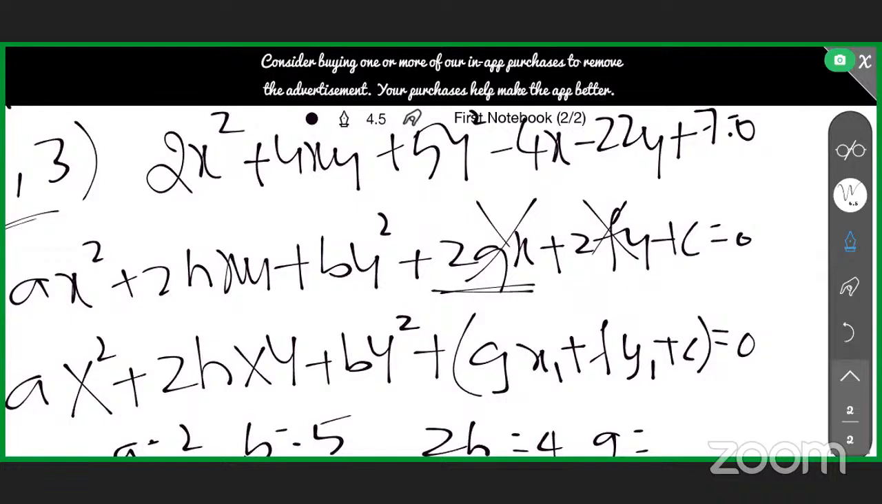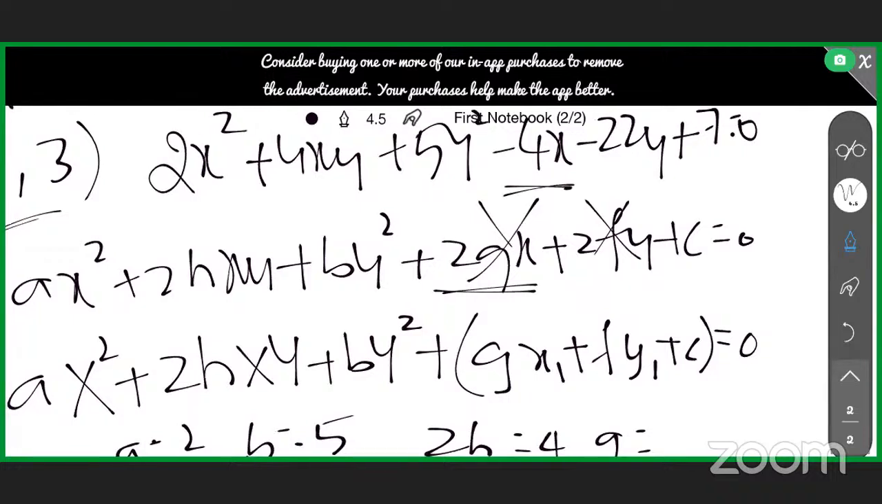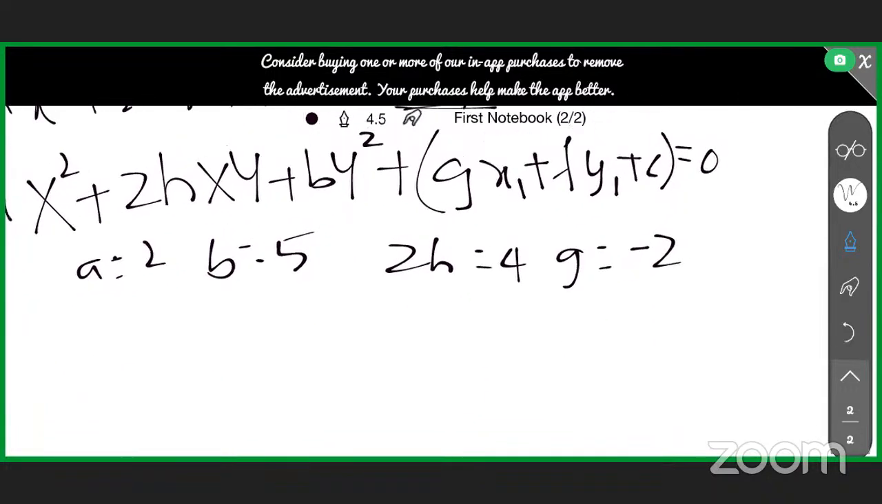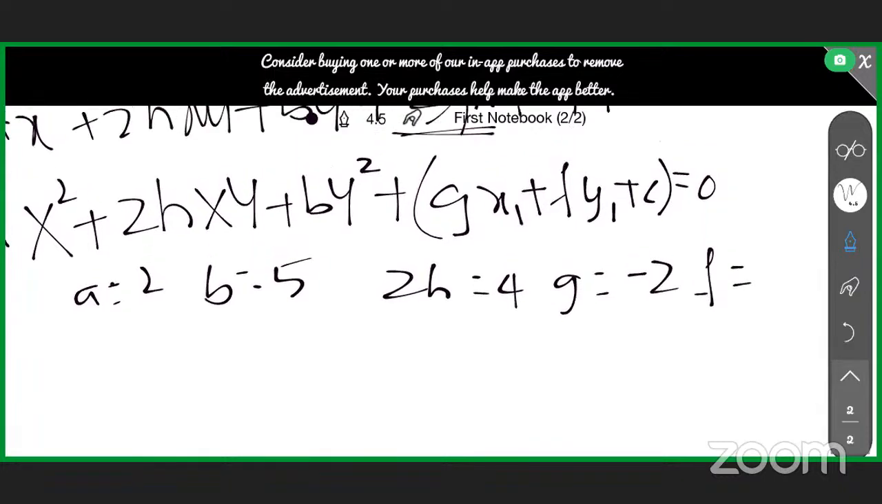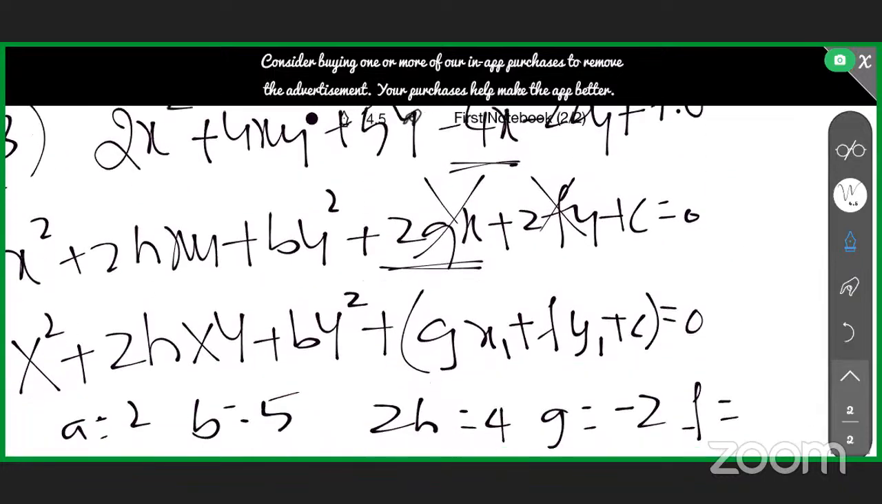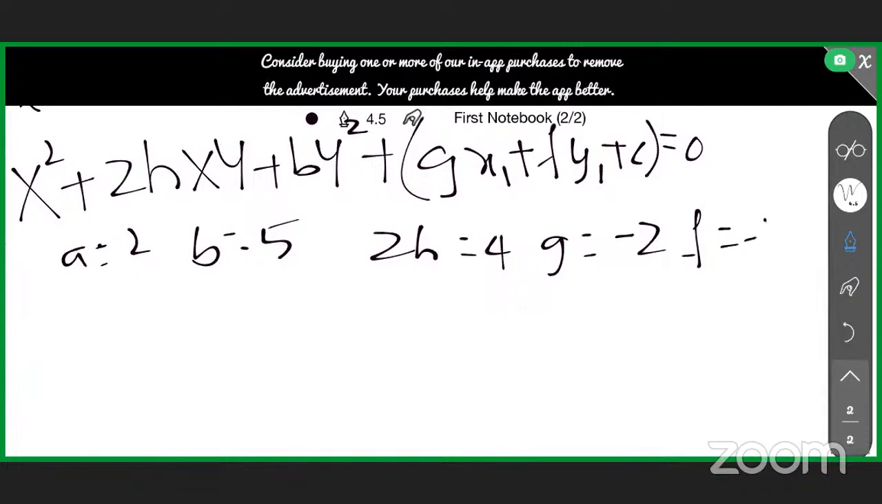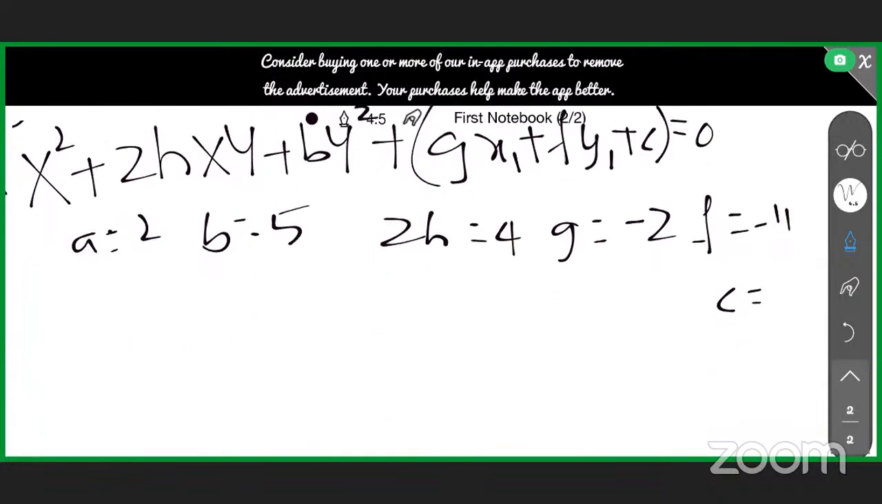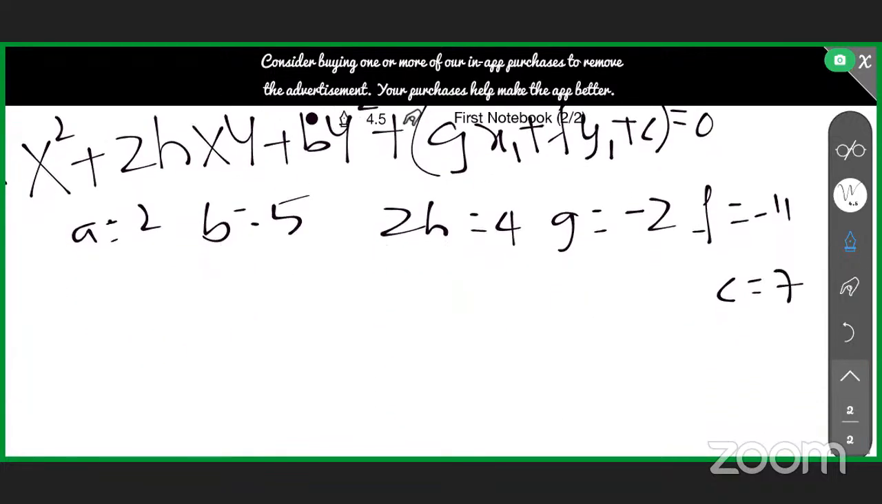Look at the general equation. Is the G value minus 4? In this equation it is minus 2 into Gx, so G will be minus 2. And what is my F value? Minus 11. What is my C value? 7. Okay, we got everything. Now what is my x1 value and y1 value?